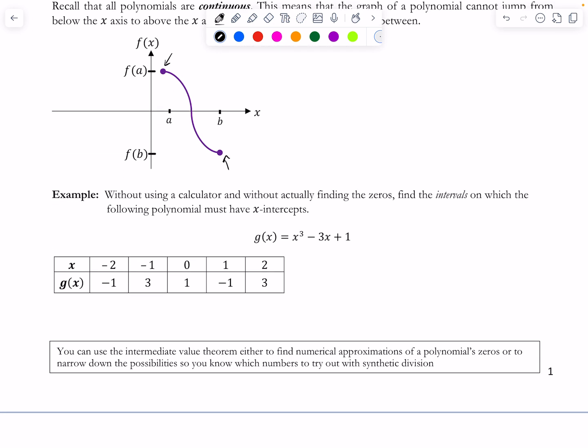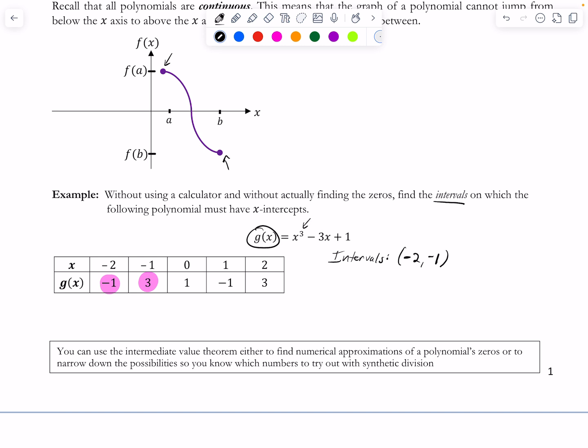So let's go ahead and do this with this g of x function, which is a cubic function. It is continuous. We're looking to see the intervals on which this polynomial must have x-intercepts. Again, it doesn't tell me to find the x-intercepts, just to figure out on what intervals you expect to find those x-intercepts. So here we go. I'm looking at the y values here, and I notice this y value to this y value changes sign. Going from a negative to a positive means on that interval, -2 to -1, there is some x value where the function has to be equal to 0.